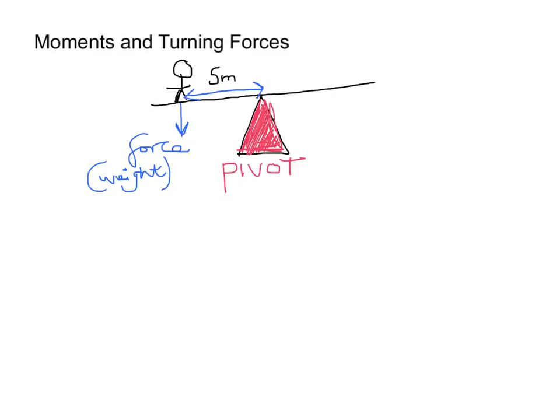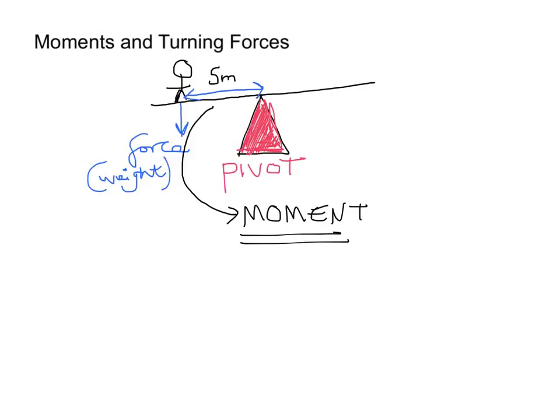Now what a moment is, essentially, is a turning force about a pivot. That's what a moment is defined as, a turning force about the pivot. So when this person sits on this seesaw, they would push the seesaw down in this direction. It would appear to be going in an anti-clockwise movement. That turning force is what we call a moment.